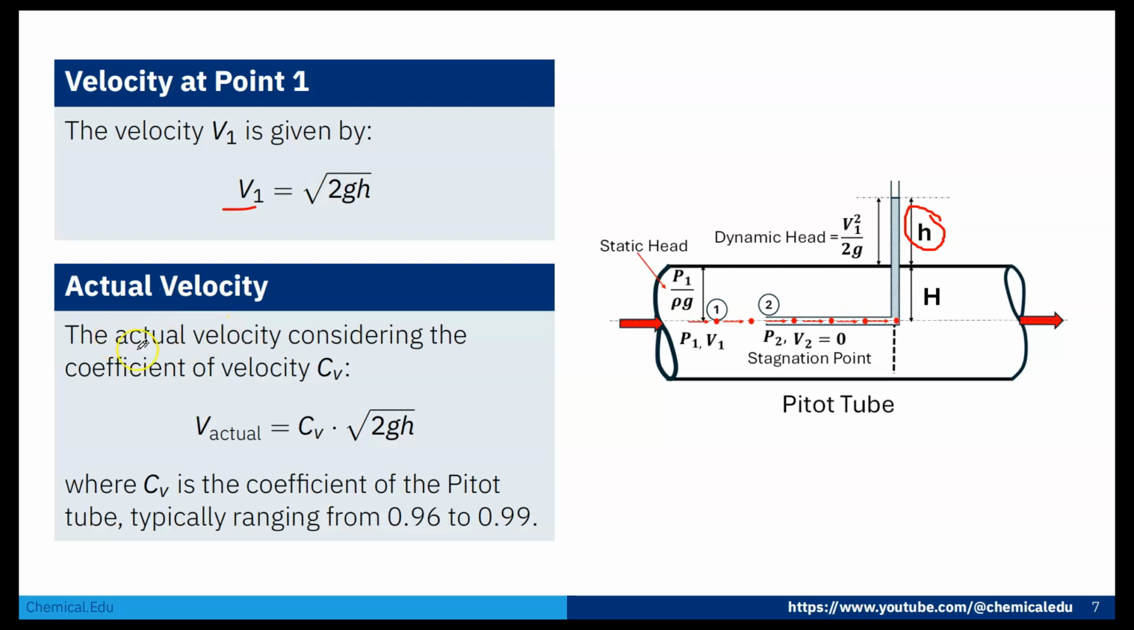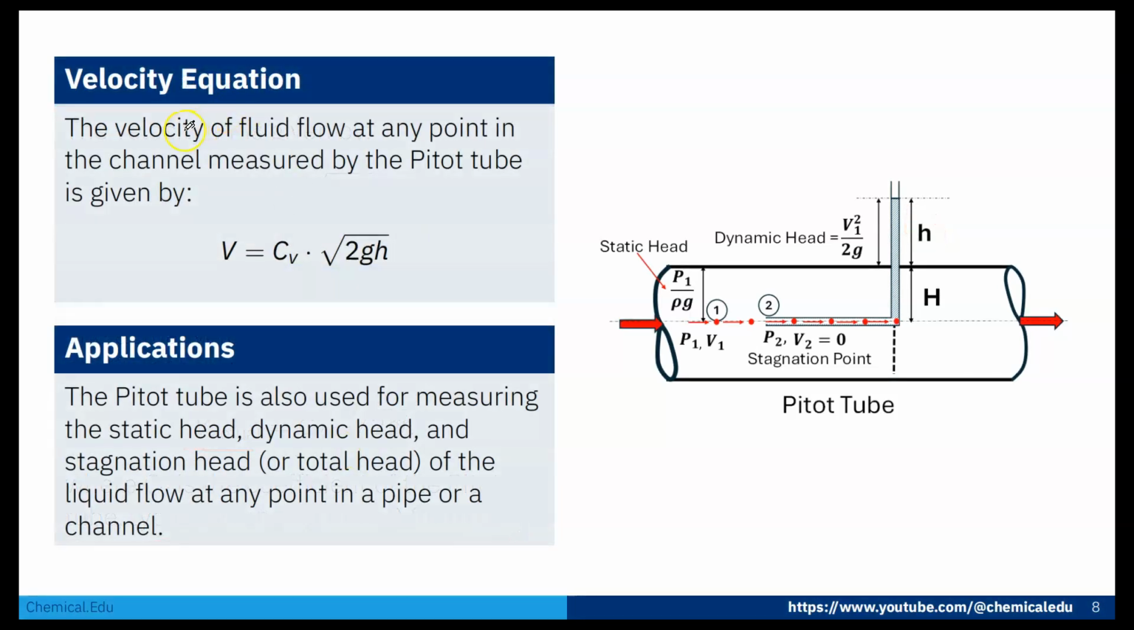Now the actual velocity, considering the coefficient of velocity, will be V equal to Cv into root over 2gH. Here Cv is the coefficient of the Pitot tube, typically ranging from 0.96 to 0.99. So now we know the actual velocity. Ultimately, the velocity of fluid flow at any point of the channel measured by the Pitot tube is given by V equal to Cv into root 2gH.